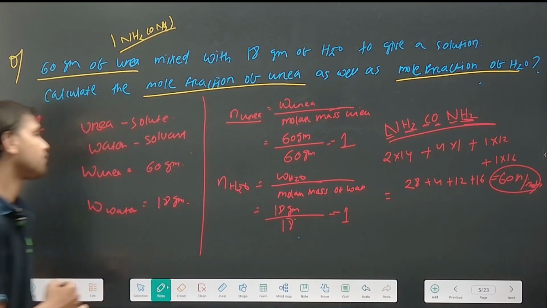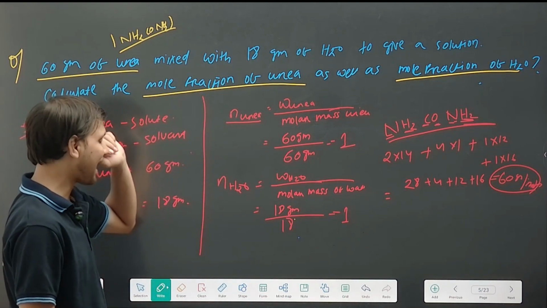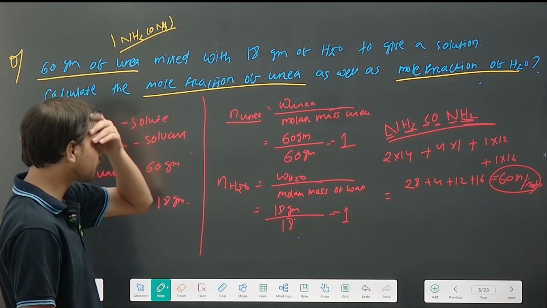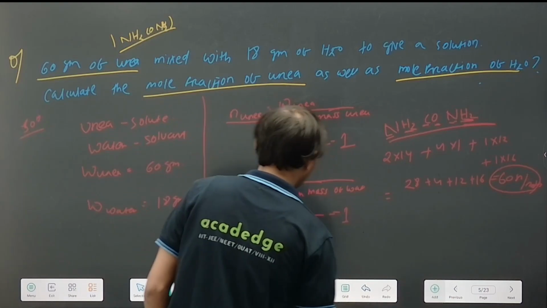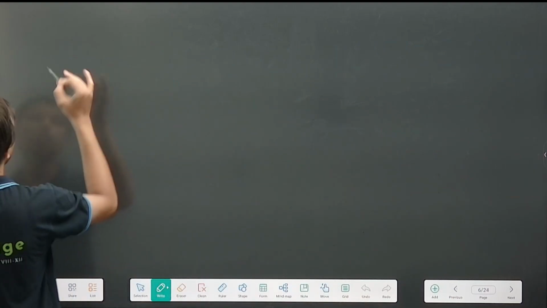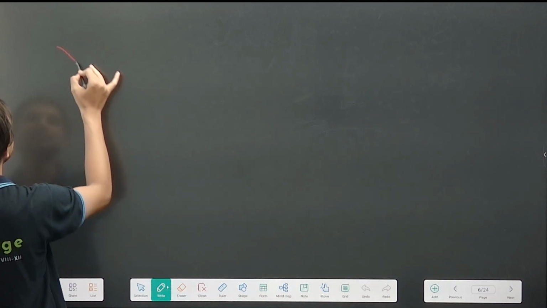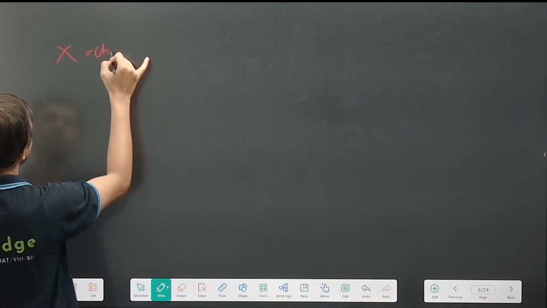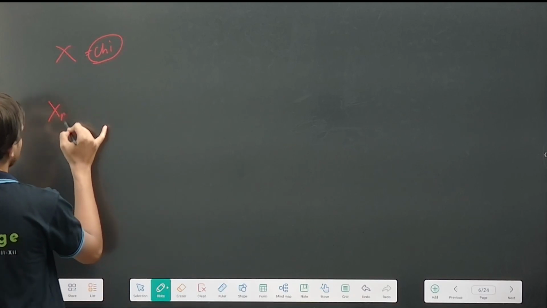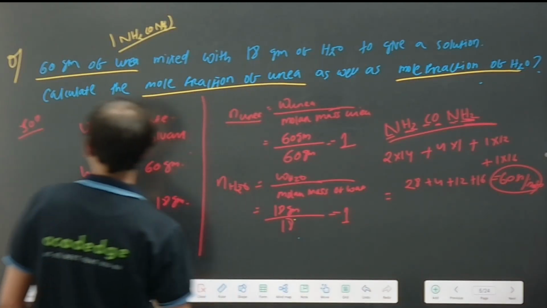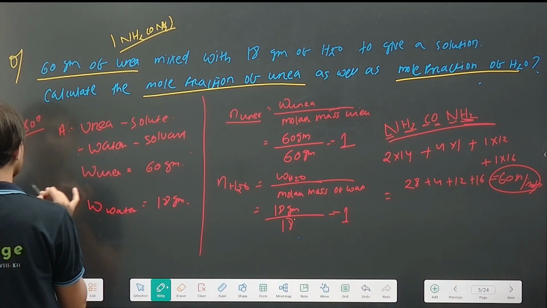Okay. So now I have the number of moles of urea as well as the number of moles of water. So if I want to calculate the mole fraction of urea, what can I do? The mole fraction is usually represented by the sign chi. Okay, so here chi of A. I'm representing the urea as A, and I'm representing the solvent, that is water, as B.